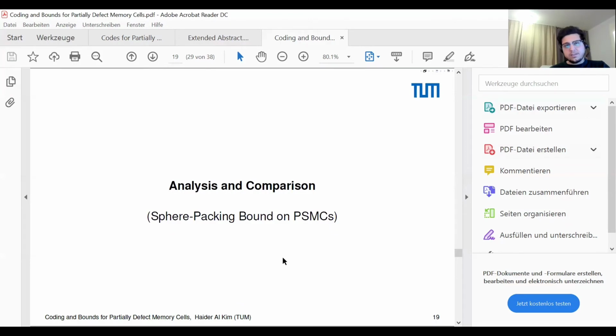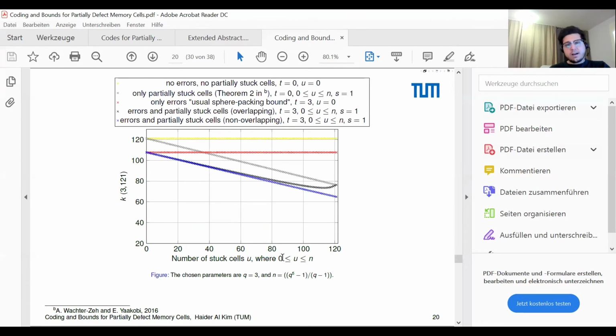Analysis and comparisons for per compound on PCMC. This graph shows that we can store all the information because we have a healthy memory. The yellow curve shows that we can store the whole information. If we consider only the sphere per compound, we get the red curve, while if we consider only PCMC from Ethan and Antonia's 2016 paper, we have the gray curve.